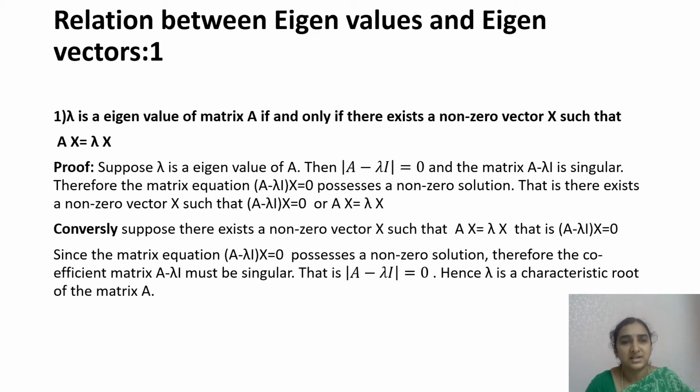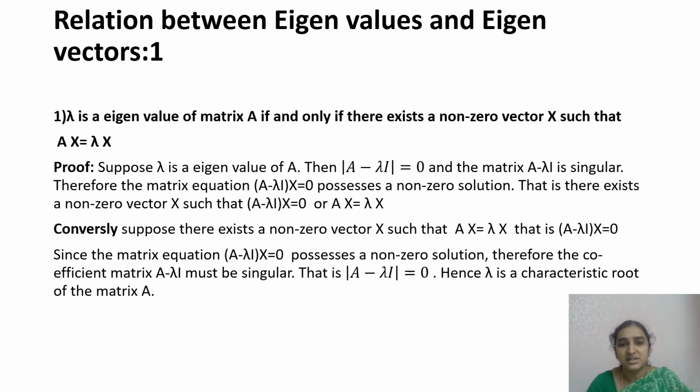Relation between eigenvalues and eigenvectors. Let us see the first relation. Lambda is an eigenvalue of matrix A if and only if there exists a non-zero vector x such that Ax is equal to lambda x. Proof. Suppose lambda is an eigenvalue of A, then the determinant of A minus lambda I is equal to 0 and the matrix A minus lambda I is singular. Therefore, the matrix equation A minus lambda I into x is equal to 0 possesses a non-zero solution. That is, there exists a non-zero vector x such that A minus lambda I into x is equal to 0, or Ax is equal to lambda x.